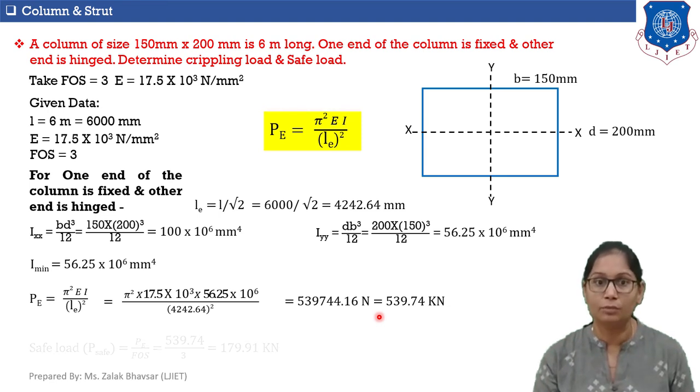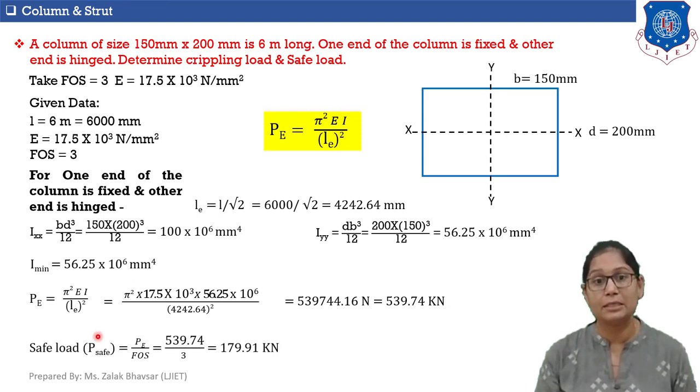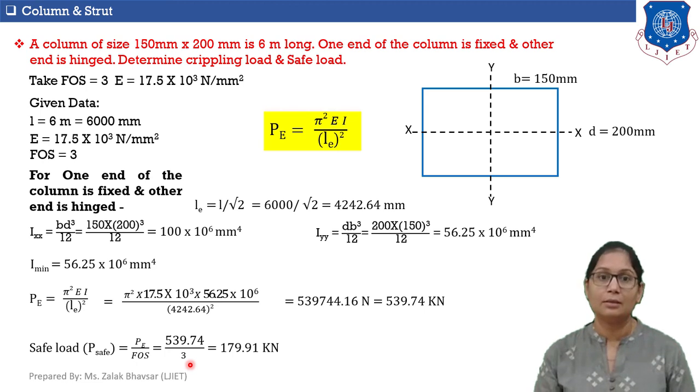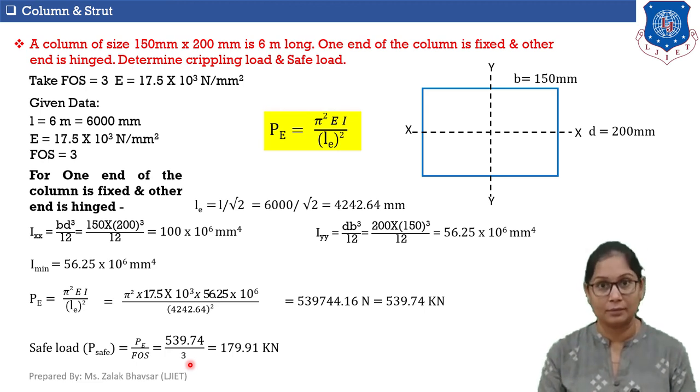Now we also need to calculate the safe load, and for that the factor of safety is given which is 3. So safe load P safe is equal to PE upon factor of safety. PE as we calculated it is 539.74 divided by factor of safety 3. So I am getting P safe is equal to 179.91 kilonewton. So this is the end of this calculation, means this numerical.